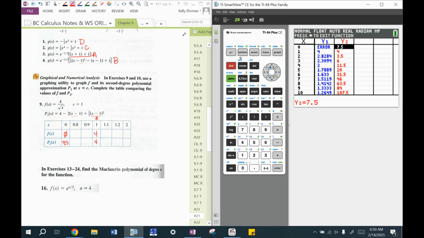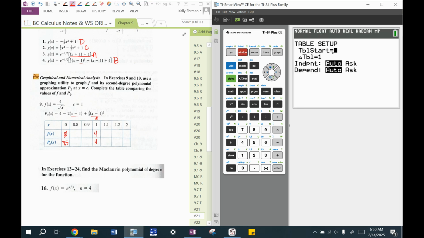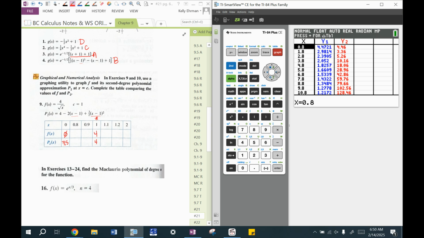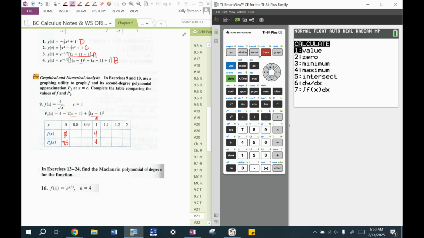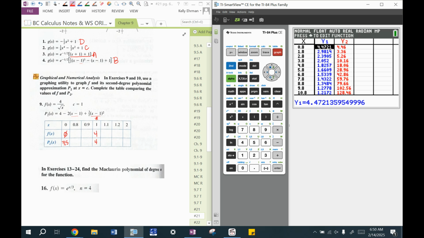Okay, and then how do I get to 0.8 on the table? You can go to second window and tell the table to start at 0.8. That's what I like to do. You could also do this on the graph by going to second trace and having it find the value at that certain place, but I just want to do it from the table. So at 0.8, f of x is 4.4721, and p of x is 4.46. They're pretty close, a little bit off.